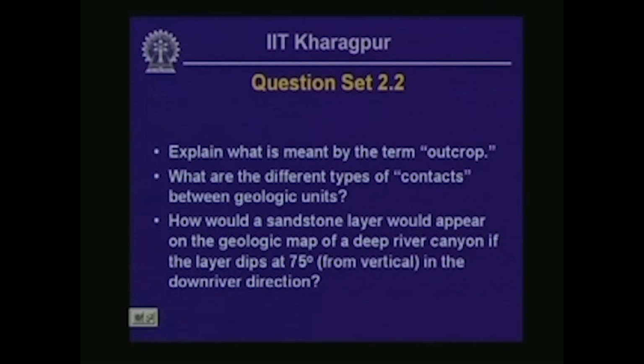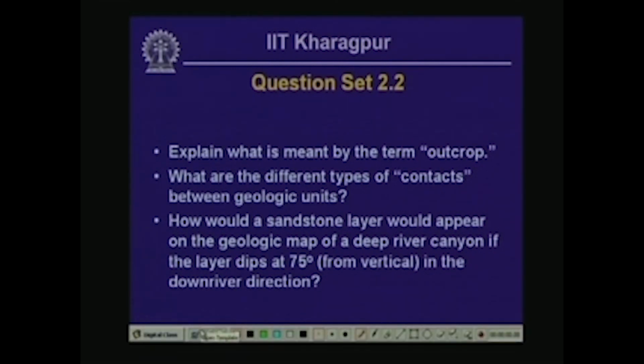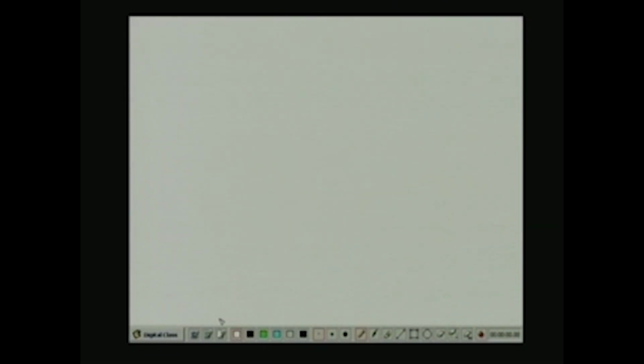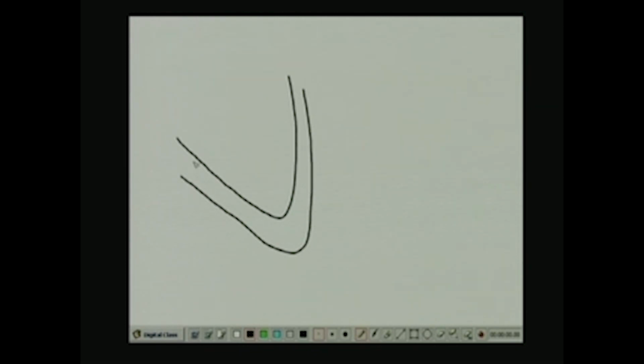The third question that I asked was, how would a sandstone layer appear on a geologic map of a deep river canyon if the layer dips at 75° in the downriver direction. Now, recall from what we discussed in the previous classroom presentation that when there is a dipping layer going across a valley, then the outcrop of that particular layer takes the shape of a V or a U.